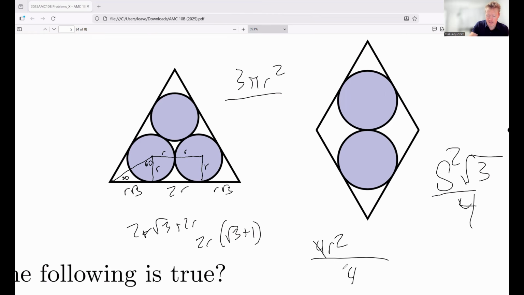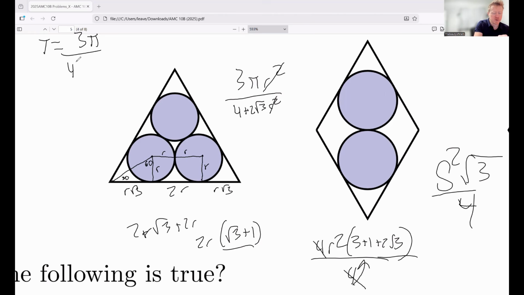This is over 4. We're going to cancel now. We're also going to square this, and we're going to get 3 plus 1 plus 2 rad 3. So now we don't need to cancel the 4 with that or anything. It's all a big product, so it's fine. So now we're going to have 4 plus 2 rad 3 r squared. And the r squareds are going to cancel. So now we have this. The ratio of t, we'll put it over here, is 3 pi over 4 plus 2 rad 3. All right, so now that's t.